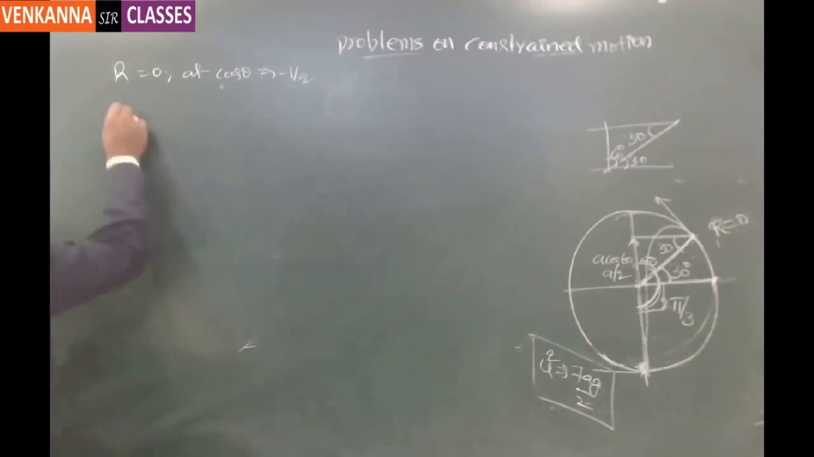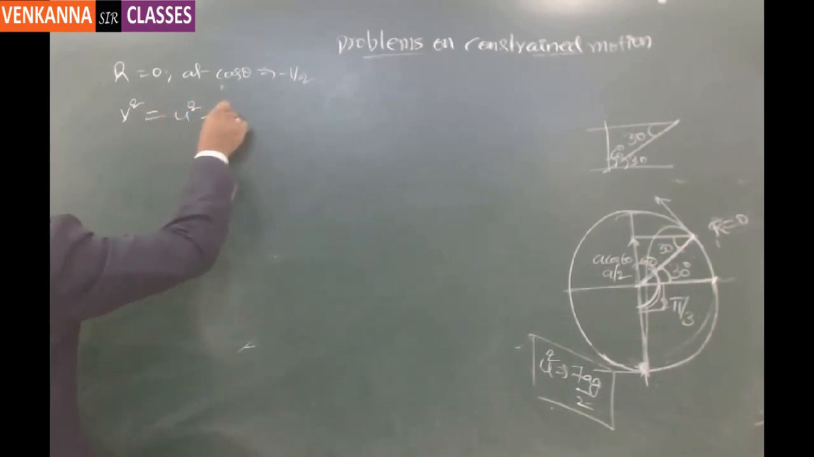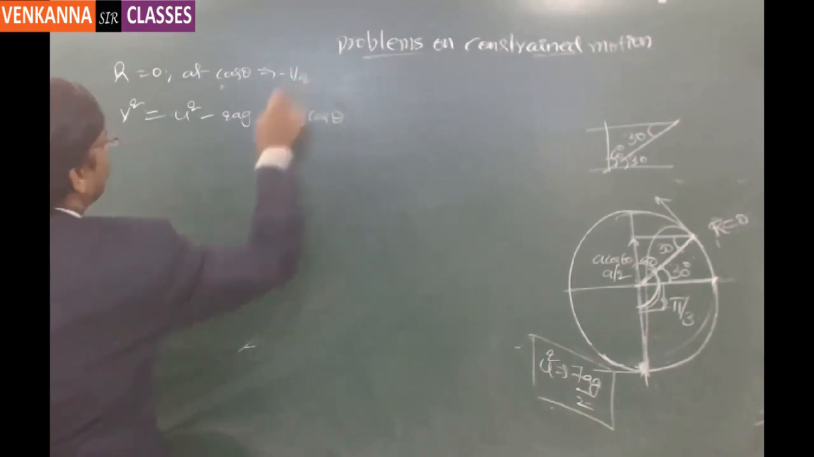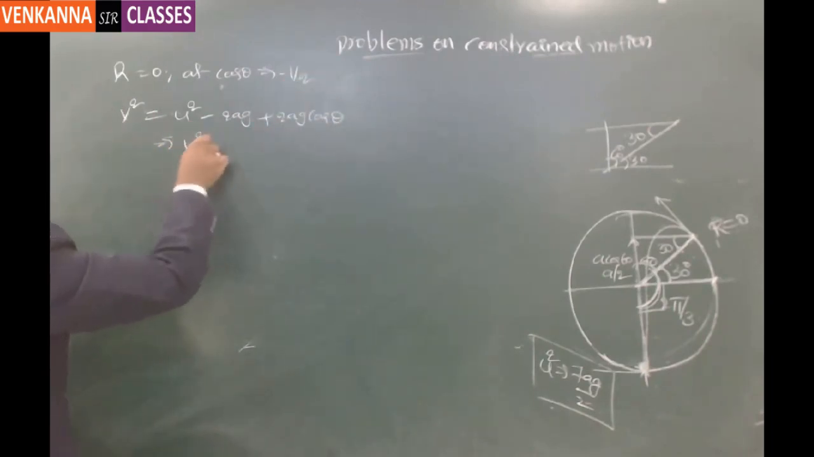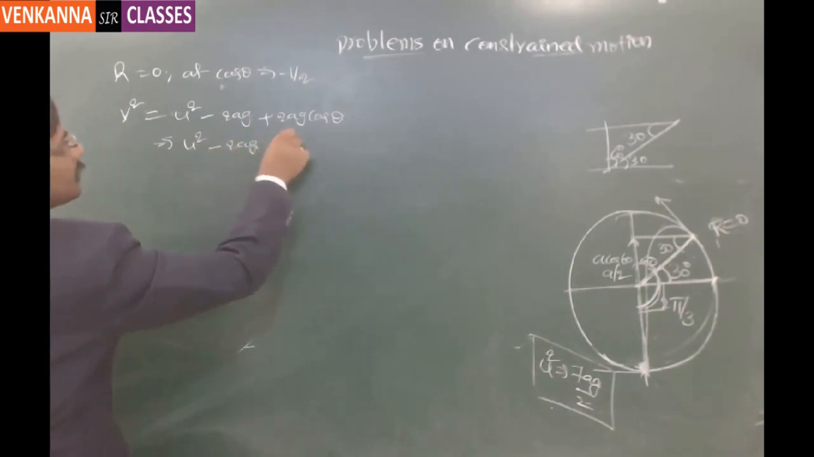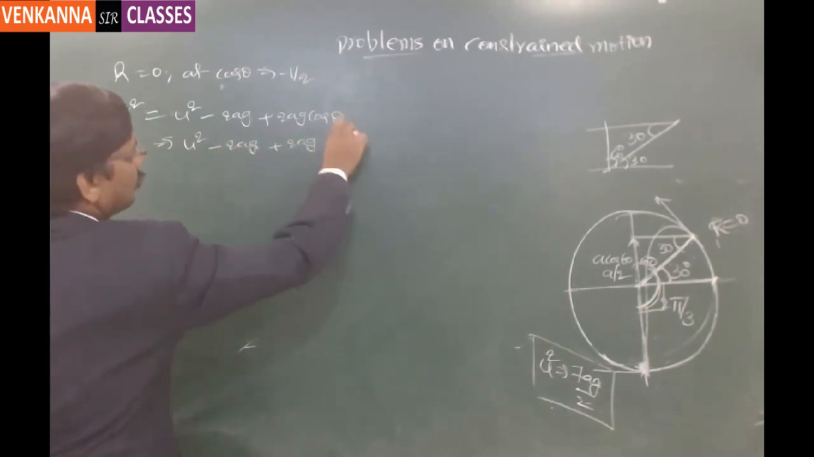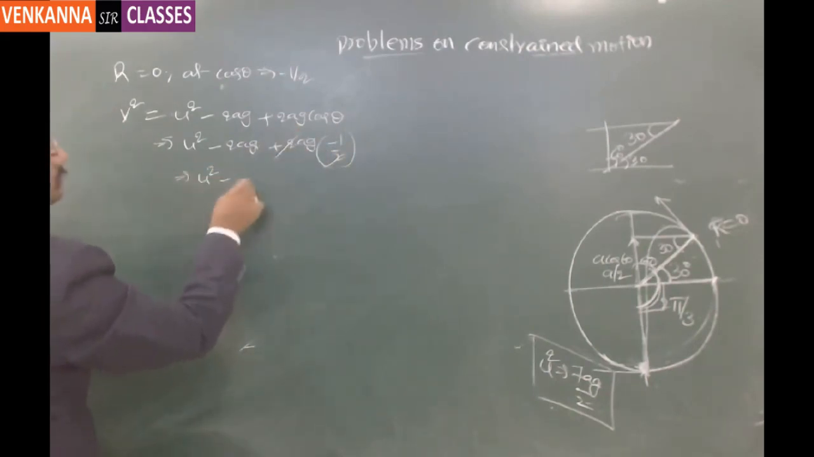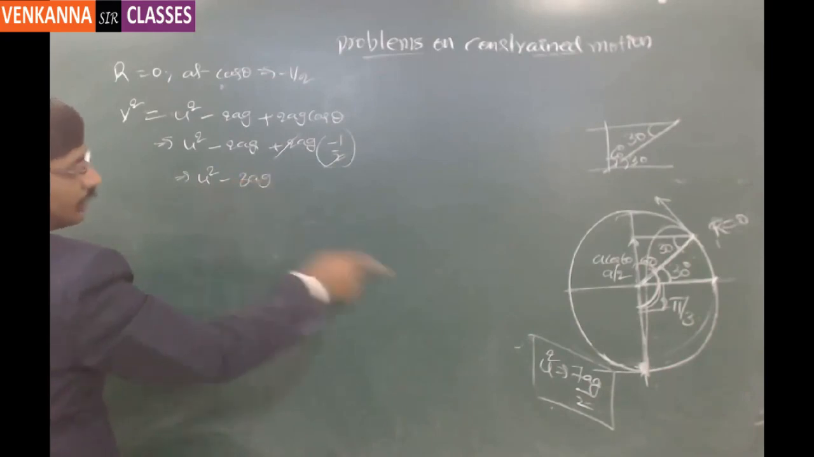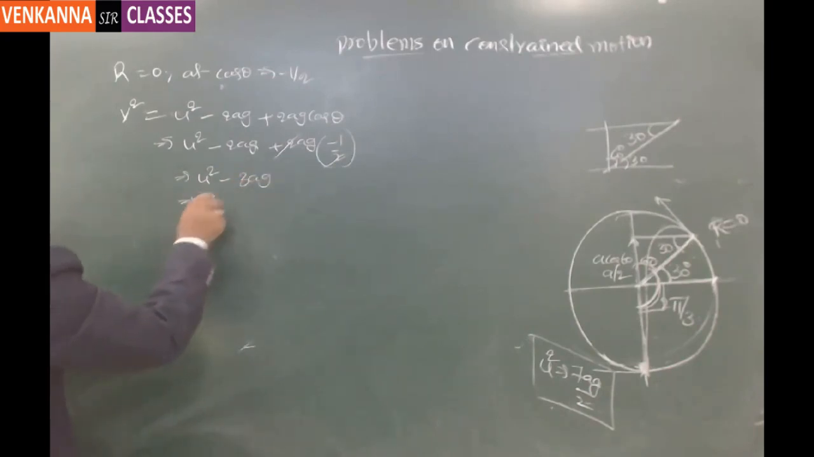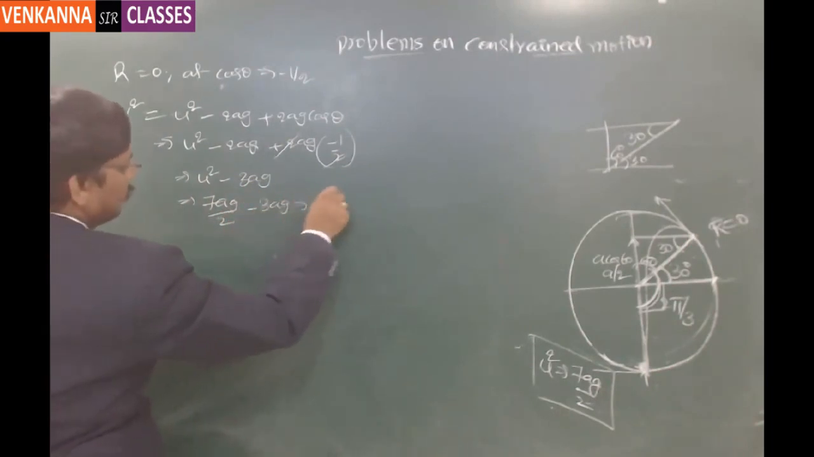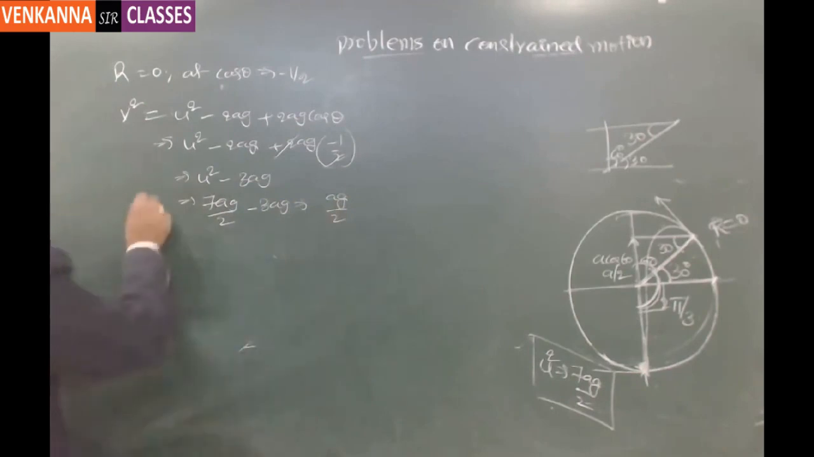So that velocity is going to be v square is equal to u square minus 2ag plus 2ag cos theta, where cos theta equal to minus 1 by 2. So this is u square minus 2ag plus 2ag into minus 1 by 2. So 2 will cancel out, and then u square minus 3ag, and u square value is going to be 7ag by 2 minus 3ag. So this is ag by 2, the v square value.